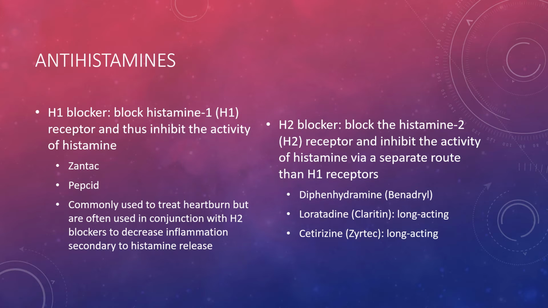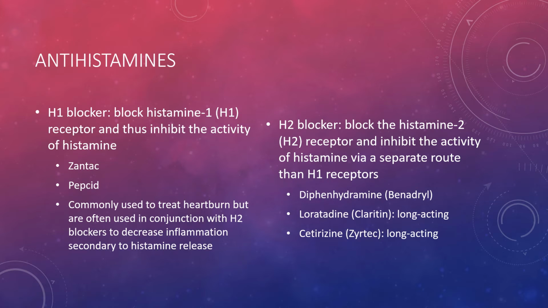Antihistamine. So H1 blockers block the histamine 1 receptor and thus inhibit the activity of histamine. Things like Zantac, Pepcid, it's commonly used to treat heartburn, but are often used in conjunction with an H2 blocker to decrease inflammation secondary to a histamine release.